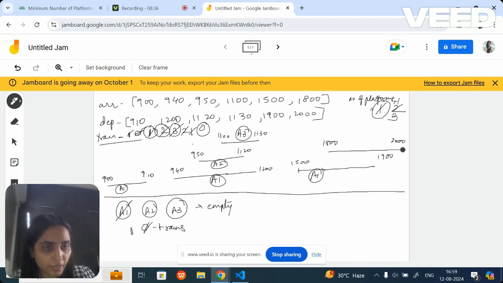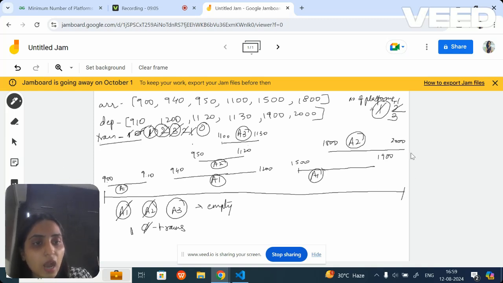Now for this train, which comes at 6 o'clock, it checks. Okay, is A1 there? Does it have a train? Yes, number of trains is one. That means one train is on the platform. Is A2 empty? Yes. Okay, let's take A2. So A2 is being taken.